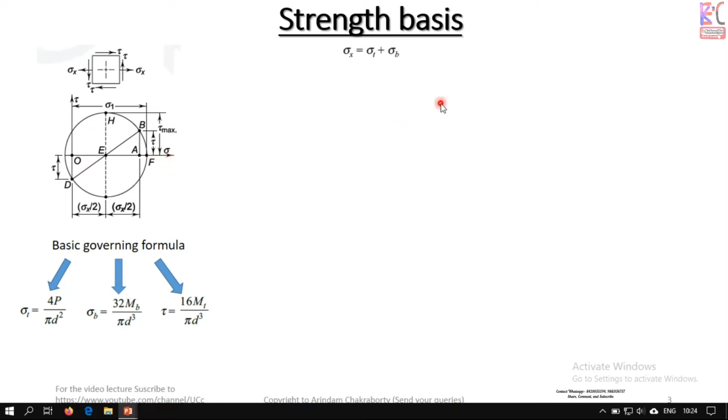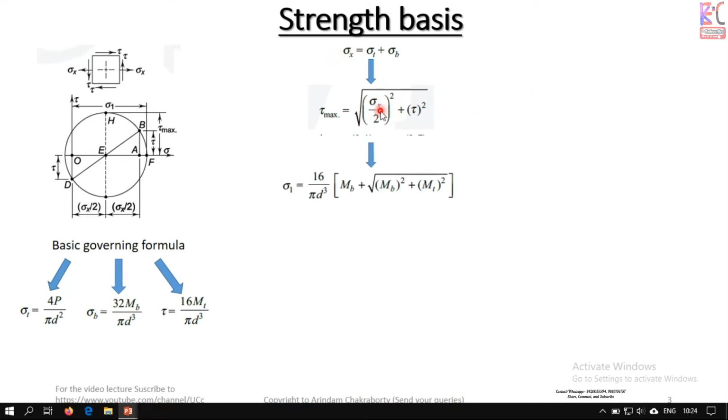Now, as you know, if you consider this as x and y, sigma x is equal to sigma t plus sigma b. Sigma t is tensile and sigma b is bending. Next, tau max: as per the principal stress and strain theory we have studied in biaxial stress in the strength of materials, from there we can find it out. We'll substitute over here and try to obtain this one.